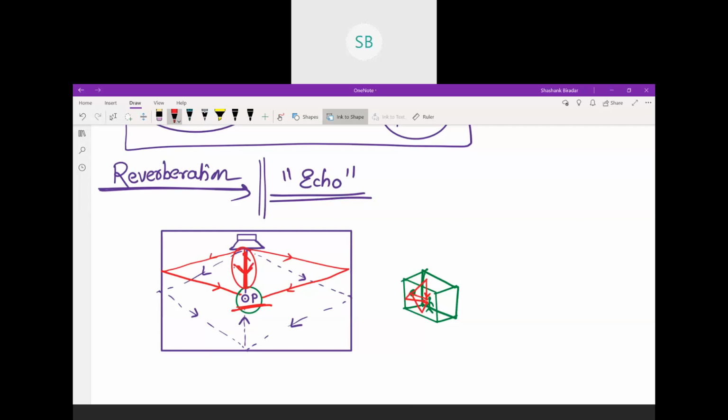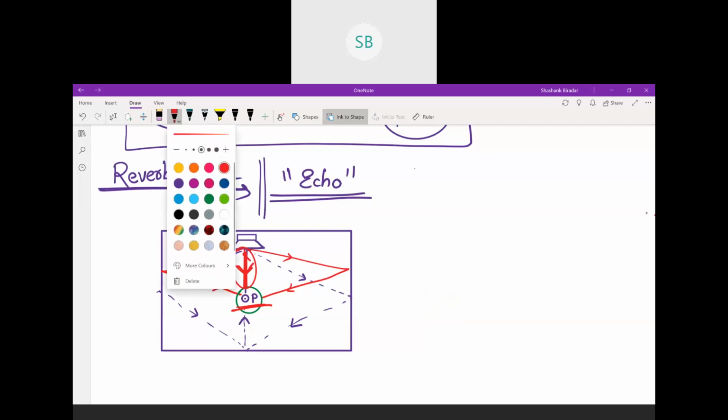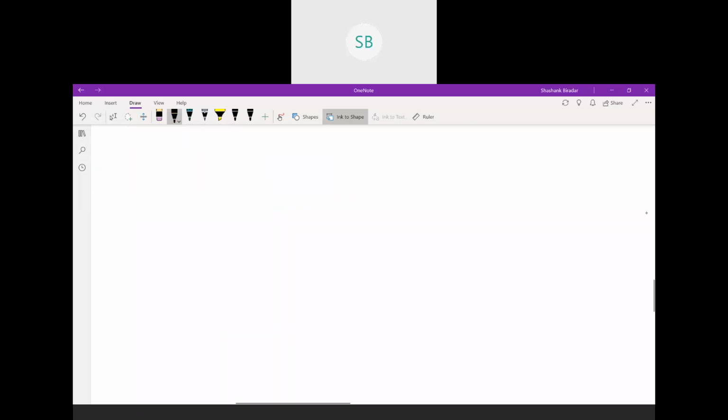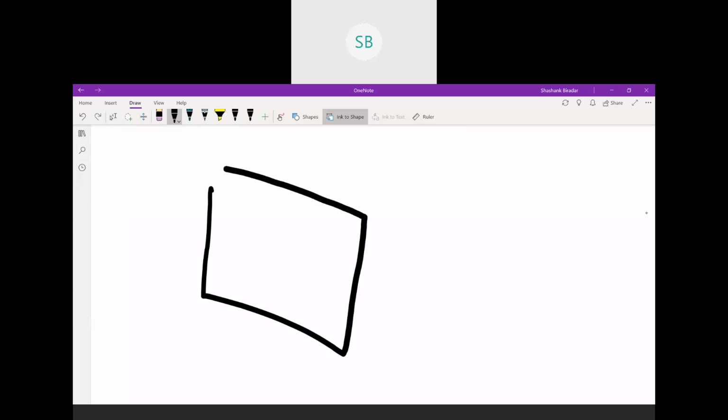I hope you are getting the concept, right? So this is very important. We can define a new term, reverberation, as the gradual fading of a continuing echo. Now let us go again with a simple definition. Let me draw again the 3D diagram, then you will be able to understand.